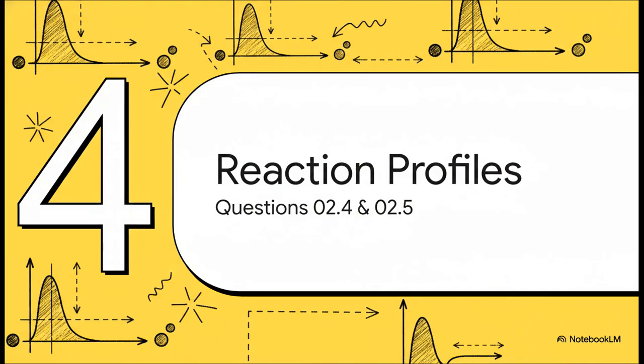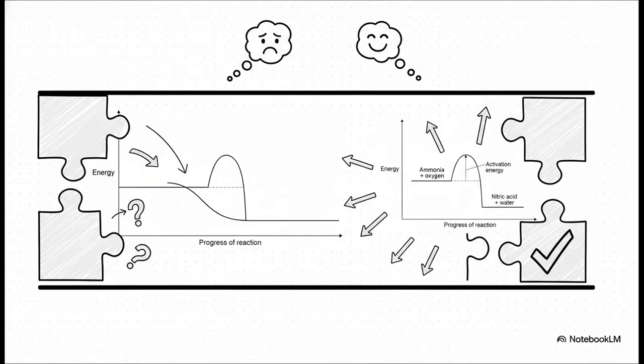Okay, let's get visual. We're now moving on to the reaction profile questions, where you need to show you can read and complete one of these diagrams. So, have a look here. On the left is the blank canvas they gave you in the exam paper, and on the right? That's the masterpiece, the perfectly completed version straight from the mark scheme. This is exactly what a 2-mark answer should look like.